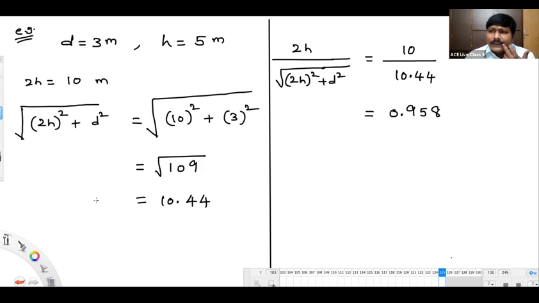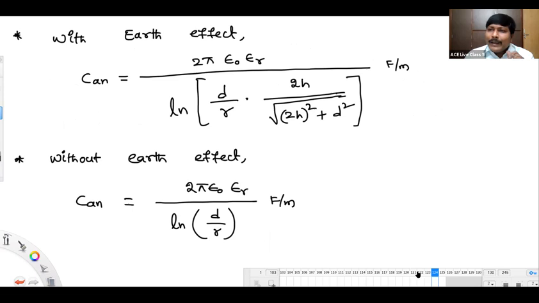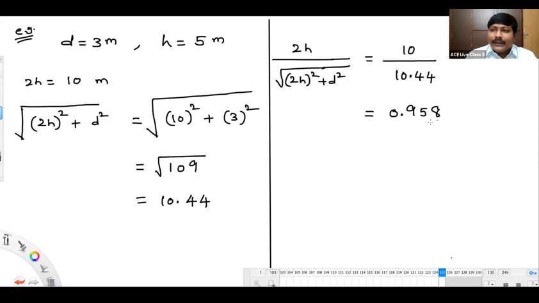So what value have we calculated here? If you look back at the equations, from these two equations, the only term which is differing from equation 1 to 2 is 2h by root of 2h square plus d square. Only this term is differing from one to the other. Now, listen please. This value we calculated is coming 0.958, meaning close to 1. That number is coming very, very close to 1.